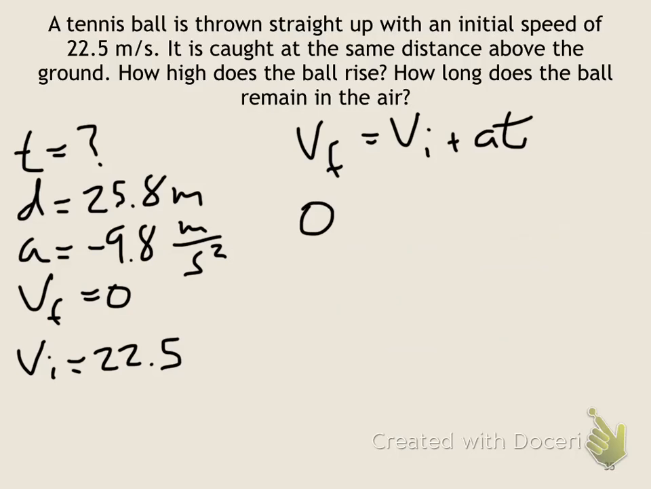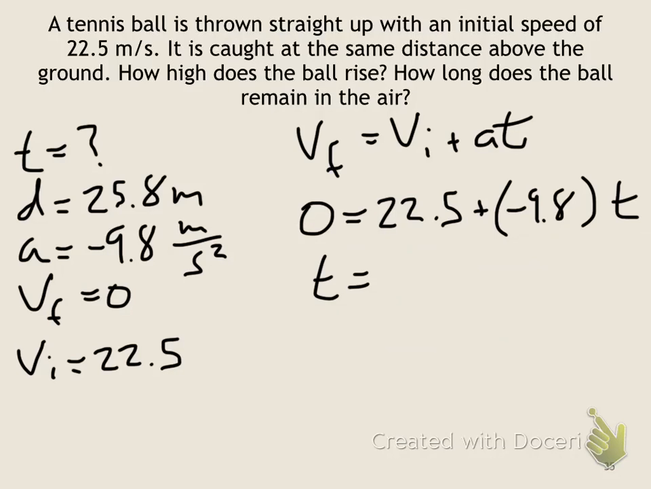So you plug it in, 0 equals 22.5 plus negative 9.8 times t. If you just solve this equation right here for t, you're only going to get half of the time. You're going to get 2.3 seconds. But it's going to come back down, just as William said. So you have to multiply by 2 to get the time for your total flight. So the answer to the question would be 4.6 seconds.